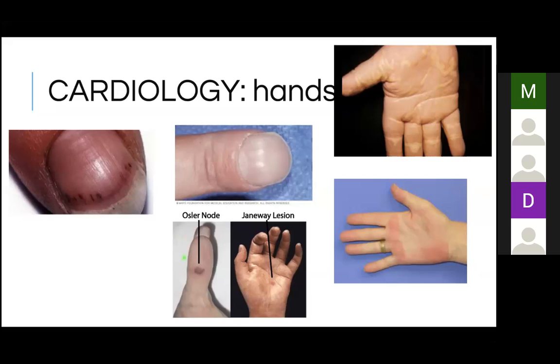And then this is Osler's node, which is indicative of infective endocarditis. It is a tender nodule. And then this is Janeway lesion, which is also indicative of infective endocarditis. It's generally non-tender, so that's how you can differentiate. And it's a hemorrhagic macule or papule, which means you can sometimes palpate it. That's a papule, and a macule is sometimes just soft and you can't palpate it. And it's generally found on the palms or on the soles of the feet.